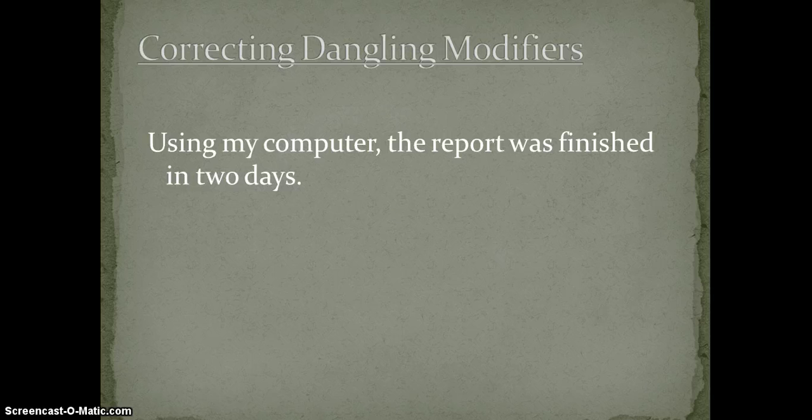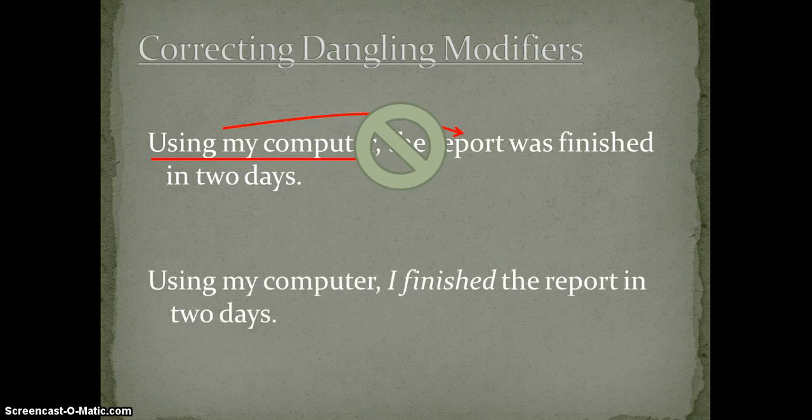Here's another example. We have: using my computer, the report was finished in 2 days. This sentence right now says that the report was using my computer. So it doesn't logically modify anything in the sentence. It doesn't tell us who or what was using the computer. So that is incorrect. That is a dangling modifier. To fix it, we would say: using my computer, I finished the report in 2 days. So now we have who or what was using the computer.